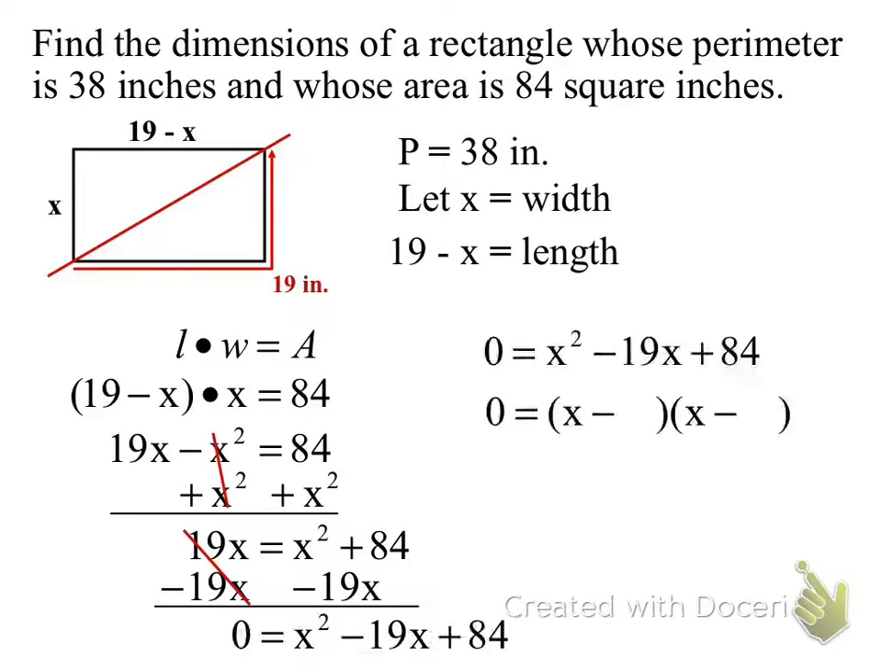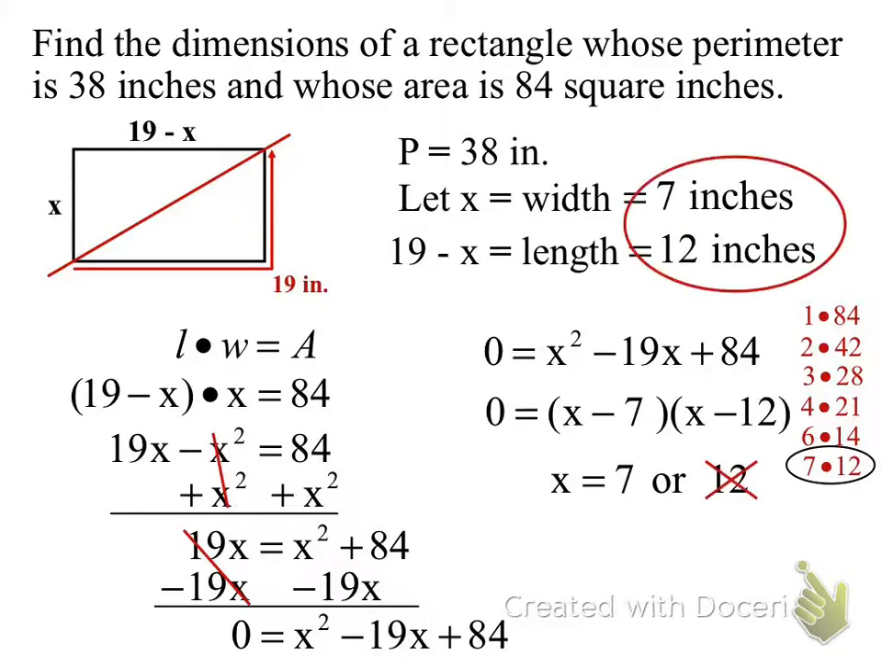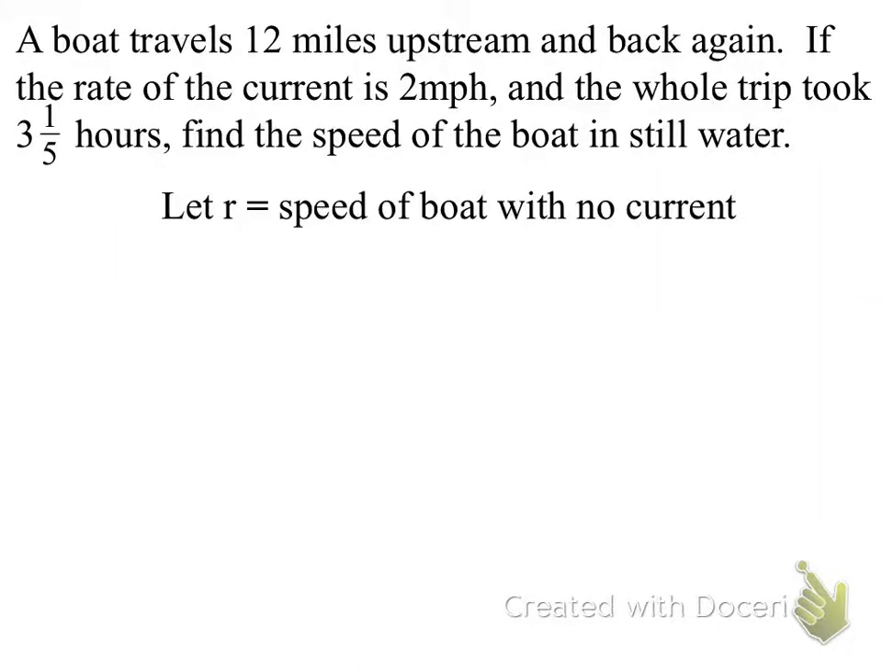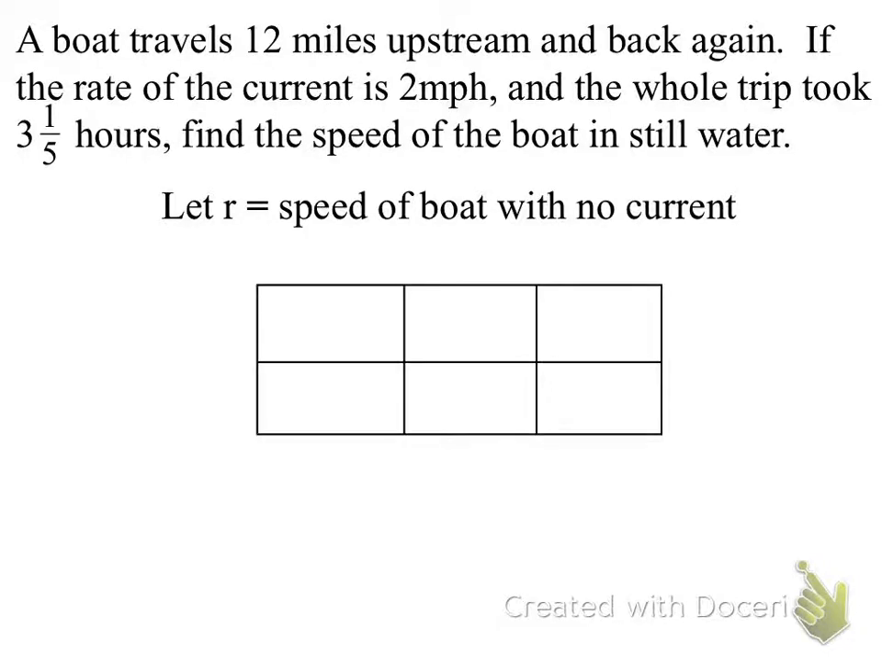All right, I think this is the last one. Okay, traveling. A boat traveling 12 miles upstream and back again. That's easy. Upstream and back. What does that tell us about the distance? Same. So make our box. Distance equals rate times time. Doesn't matter which way you go. We're going upstream and downstream.